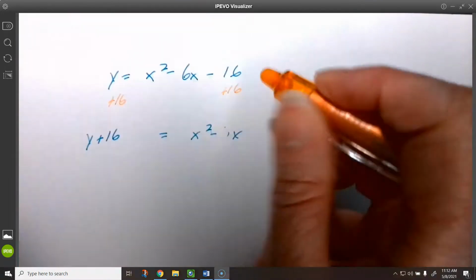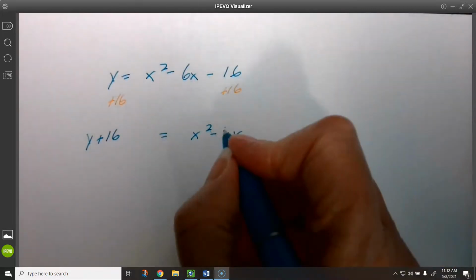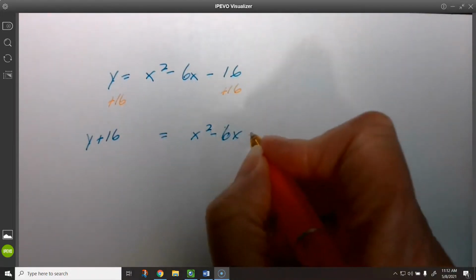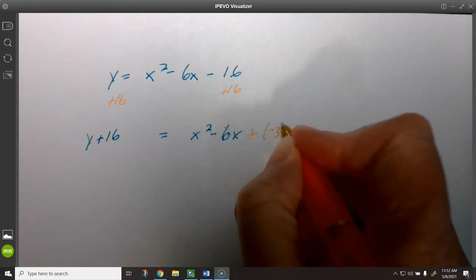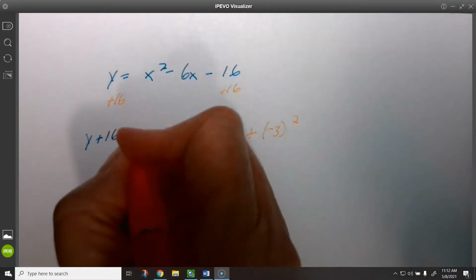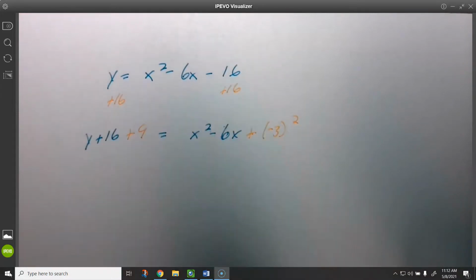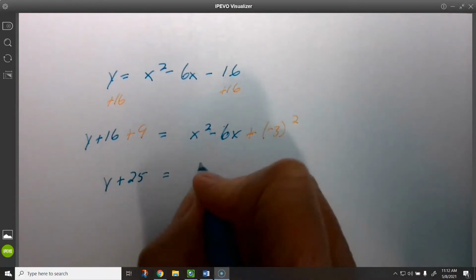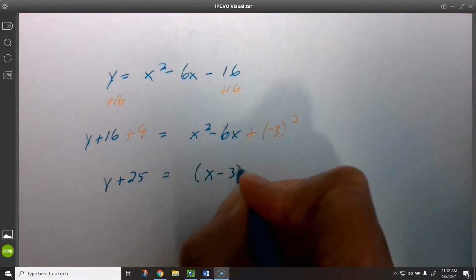Well, I'm not sure where I came up with 3. Well, I do, but it should be a 6. Okay, now we take half of -6. Half of -6 is -3. So what did I add to this side? -3 squared, which is 9. So I get y plus 25 is equal to, factor this, x minus 3 quantity squared.